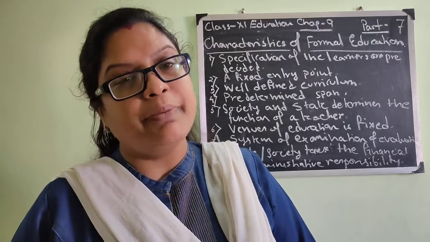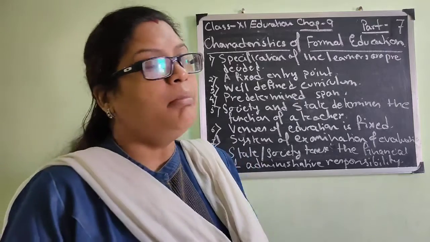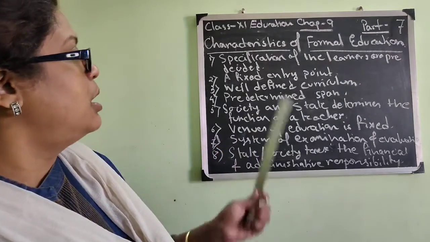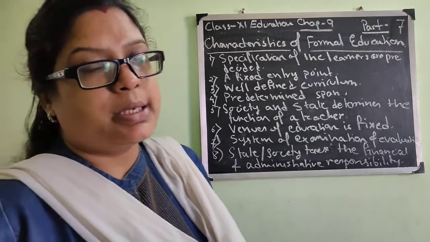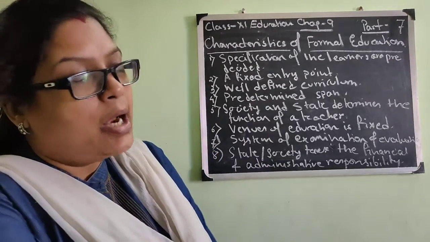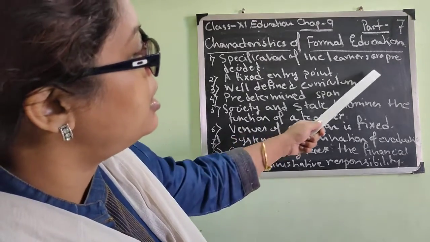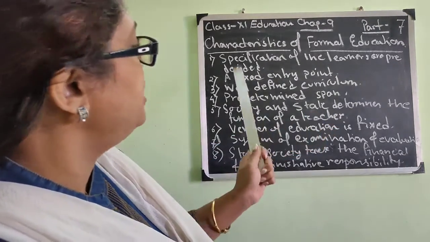Now, using this definition of J.P. Naik, which we discussed the last day, we can come to some characteristics of formal education. So let's start with the characteristics. Number one, specification of the learners is pre-decided.